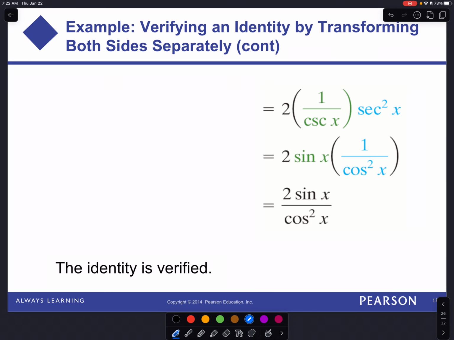So again, the main takeaway for this example: we were having a hard time going straight from the left to the right. So it was like, okay, let's just start with the left and take it as far as we can. We took it as far as we can take it. Then we put a pin in it. Then we went to the right and took that one as far as we could take it, and we got it down to the same point. So that process basically verifies the identity. Okay, that was an adventure.